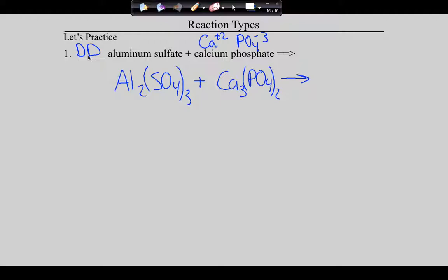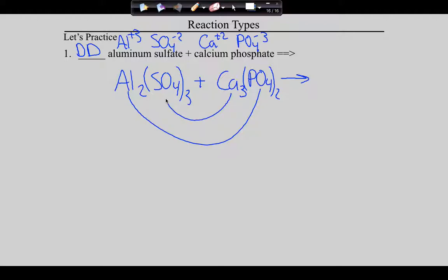Now we've got to figure out our products. You're at an advantage because you've got a lot of paper. I'm running out of space, but here we go. So guys, this is the way this works. We need to know who hooks up with whom. So we'll hook up the calcium and the phosphate. Because positive and negative, you can draw the line if you want. That means the aluminum will hook up with phosphate and the calcium will hook up with sulfate.